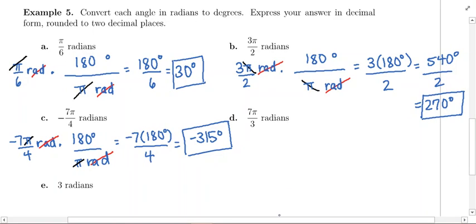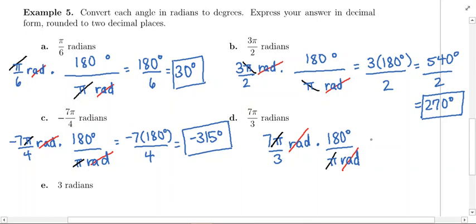All right, so part D. Now we've got positive 7 pi over 3 radians. Again, just plug in your conversion factor here. We're going to multiply this by the conversion factor, 180 degrees over pi radians. Radians in the top, radians in the bottom, they cancel. You've got pi in the top, pi in the bottom, they cancel.